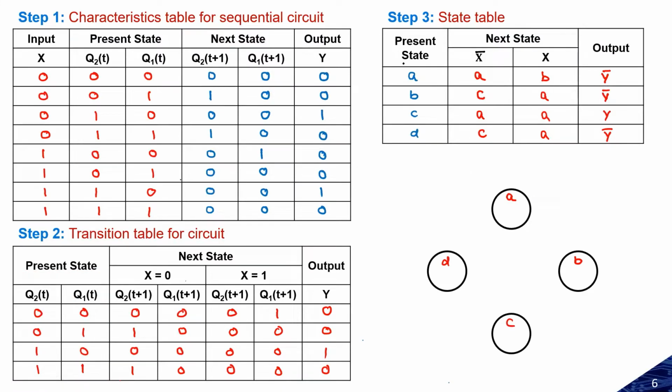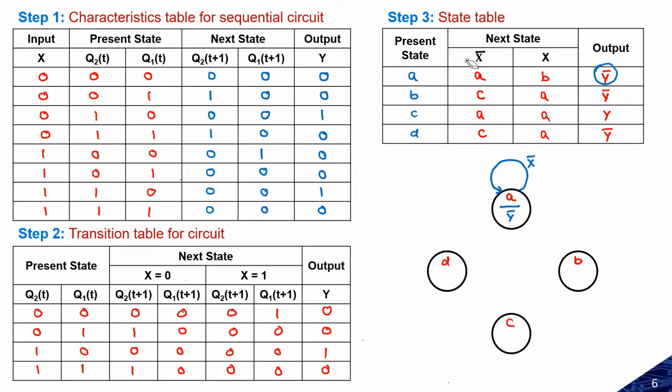See here, if the present state is A, for X bar, I'm getting the next state as again A. So present state is A, next state is again A, and the input is X bar, and the output which we are seeing here is Y bar. So Y bar is the output. Okay, so this is the first case.